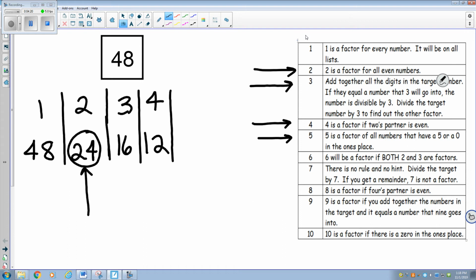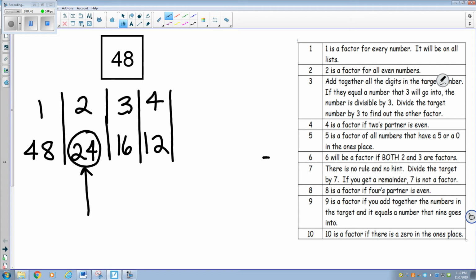And 5 is going to be a factor of all numbers that have a 5 or a 0 in the ones place. And as you see, we have an 8 in the ones place right there. So that means that 48 is not divisible by 5. You can't take 48 and put it into groups of 5. So 5 is not a factor, so we are not going to put 5 up here on our list.